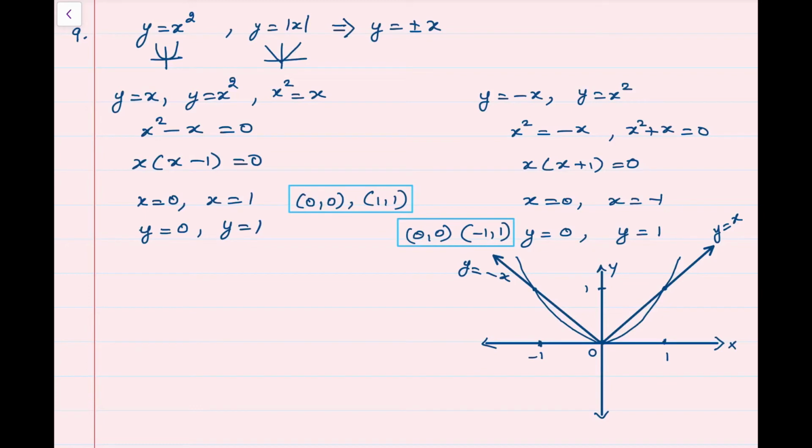We should not extend these lines below x-axis because in the equation y = |x|, y cannot be negative. Now we have to find the area bounded by these two curves. So this region as well as this, and it is symmetric about y-axis. We will find area A and multiply it by 2. Therefore, the required area is 2 times area A.